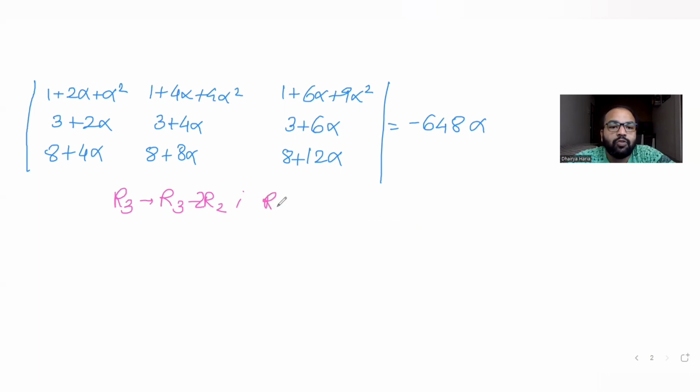And I can also change my R1 to R1 minus R2 because I can see this 2 alpha is common, 4 alpha is common, 6 alpha is common.